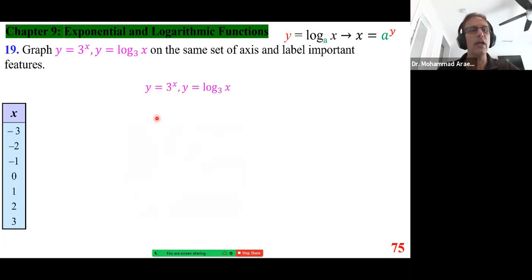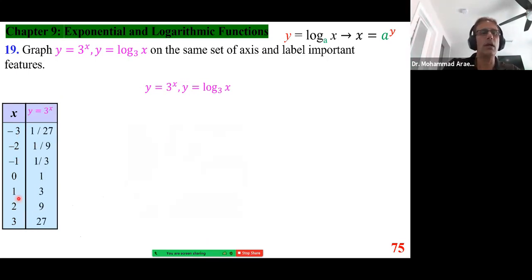So let's do that. If we choose x to be a bunch of numbers, for example, -3, -2, -1, 0, 1, 2, 3. Now 3 to the power of -3, that means 1 over 3 cubed or 1 over 27. To the power of -2, 1 over 9, so on and so forth. So this would be the value of y. And we can plot those pairs, we have the graph. The same thing happens for the log.